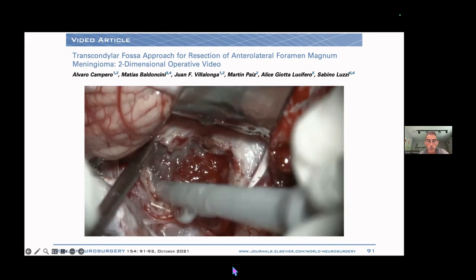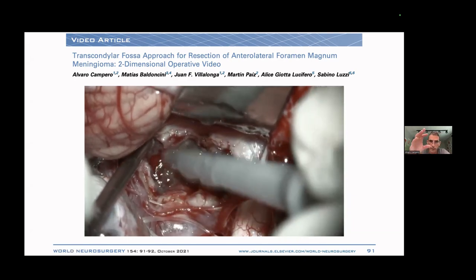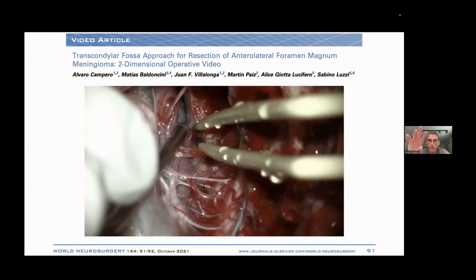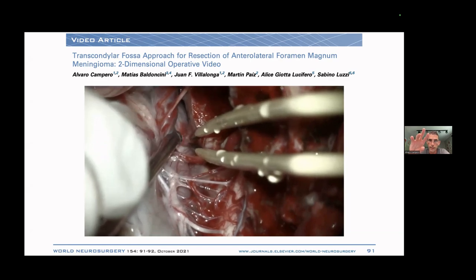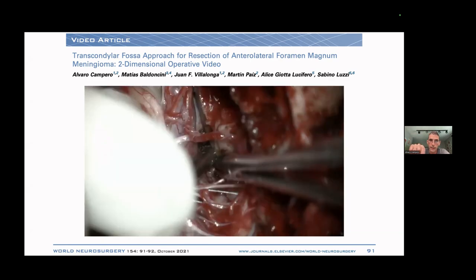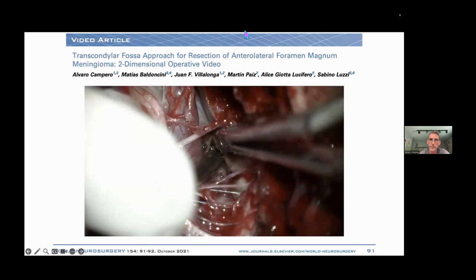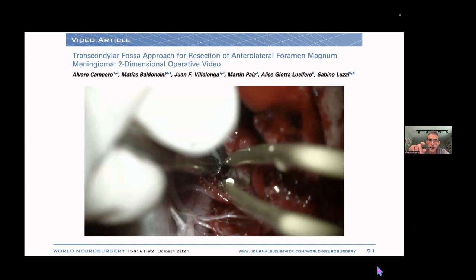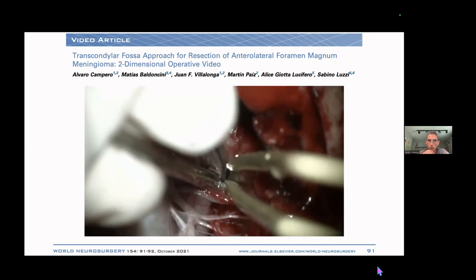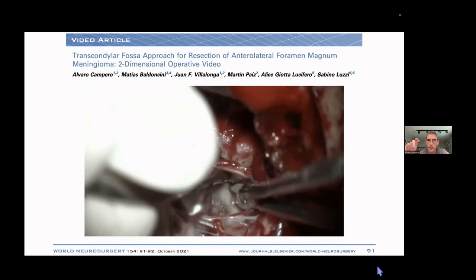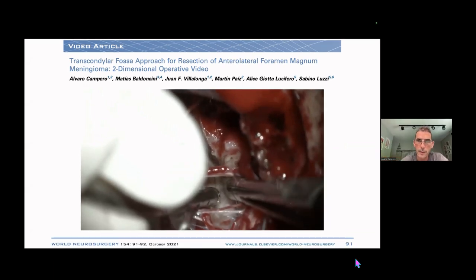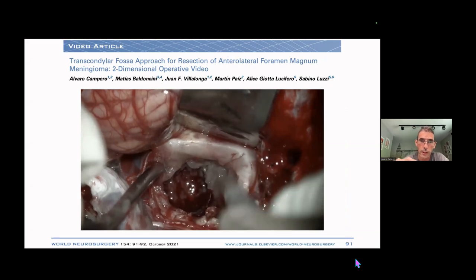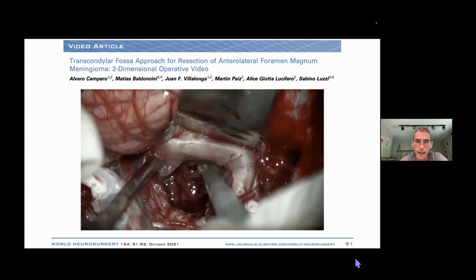So first, in a big tumor we cannot go at the beginning to the attachment in order to coagulate and cut. So we have to debulk the tumor, and then now we are working at the level of the attachment of the tumor. We are coagulating and cutting the attachment of the tumor. Also, you can see this video in this journal. So now the tumor is free because we also coagulated and cut the attachment.